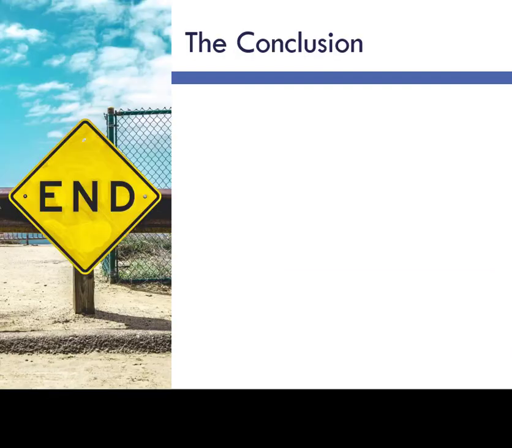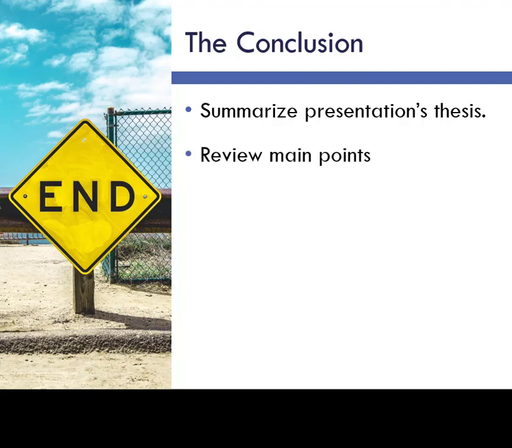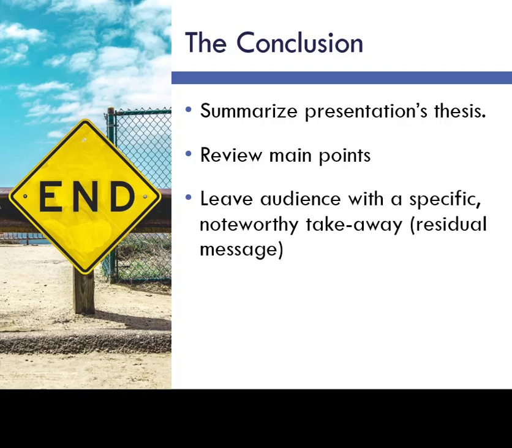All right, so here is our second to last finger of the five-finger model. So the conclusion, we're into our fourth and fifth fingers on our hand. In the conclusion, you're going to summarize the presentation's thesis. That's going to be a single sentence. Tell them what you told them. Next, you're going to review the main points. You're going to leave the audience with a specific noteworthy takeaway. So use your residual message, which is your pinky finger. And you'll include some kind of statement or closing thought that indicates you're finished.